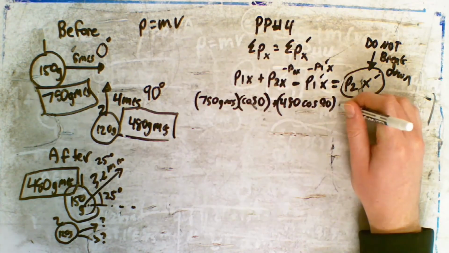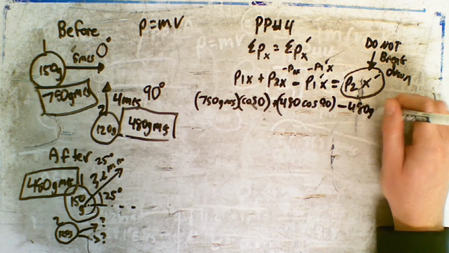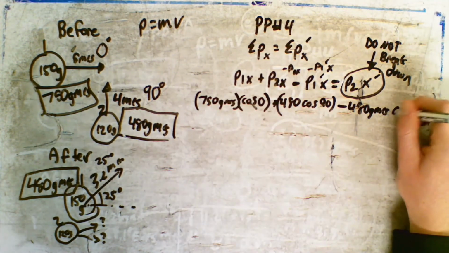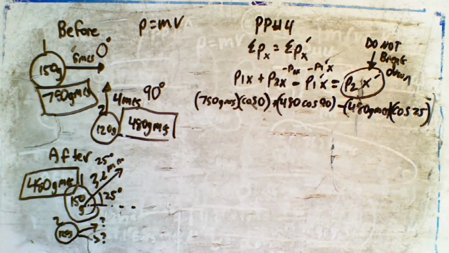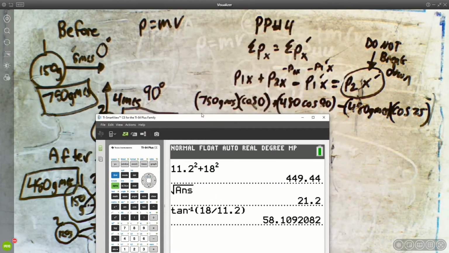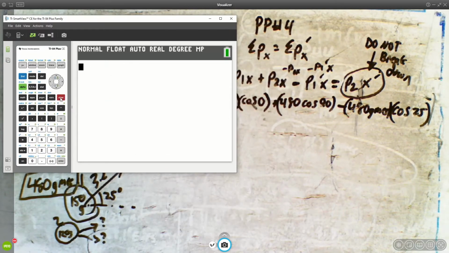Okay, so now that this is over here, we subtract P1, which is 480 gram meters per second, and then to make it x, we go cos of 25. Like that. So now what I'm going to do is plug that all into my calculator, all in one step. Do it all in one step because you'll see why in a brief second, why it's better to do that. So we have 750 cos of 0. Type it in like that. You don't need extra brackets. This will get you the right answer, I promise. So 480 cos 90.